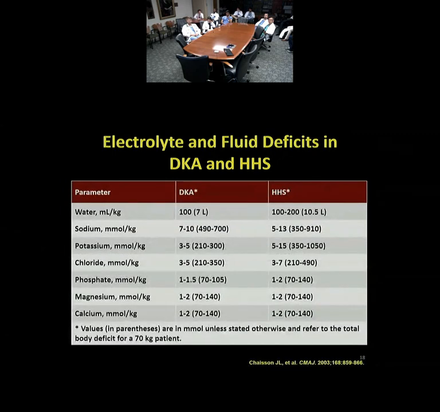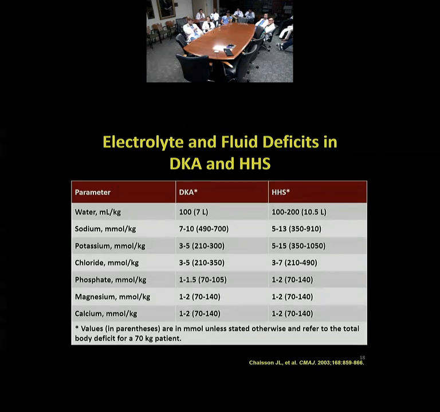So remember that people that come with hyperglycemic emergency have a huge water deficit, so they are extremely volume depleted, about 7 liters in DKA and about 10 liters in HHS. They have sodium deficiency, potassium deficiency. They may have a false hyperkalemia, or potassium can be normal because potassium is trying to get out of the cells to correct for the acidosis, but they actually have a potassium deficiency. That's important when you have to start the insulin, because the insulin will push the potassium into the cells, so you have to make sure you prevent severe hypokalemia. They have chloride deficiency, phosphate, magnesium, and calcium deficiency.